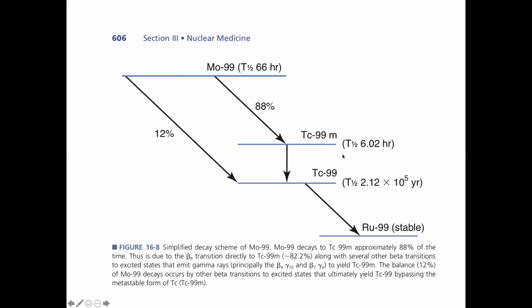And then once it's in the ground state, molybdenum can go straight to the ground state, and 12% of it does, right? And this ground state has a half-life of, you know, 20,000 years, right? So it's not going anywhere.